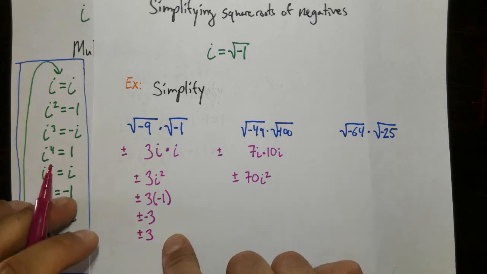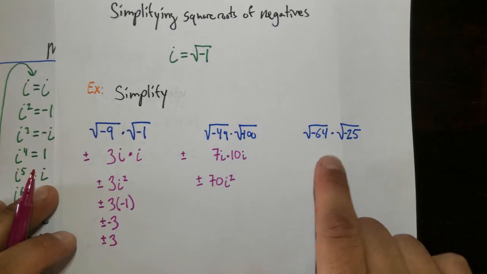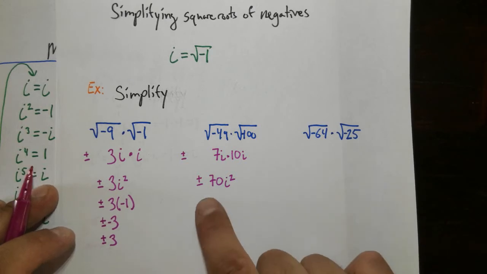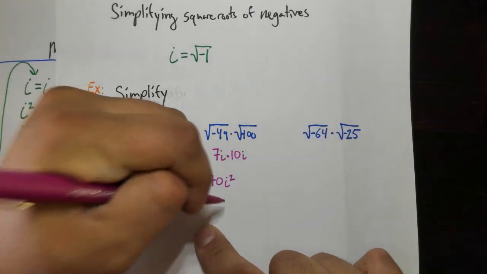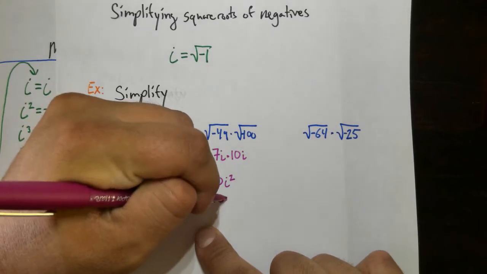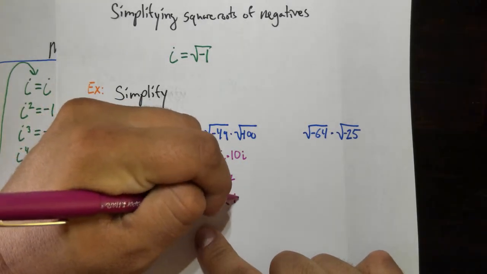So let's apply that logic to this one now. And then we'll finally finish up doing this one with that logic. So we will, plus or minus, substitute negative 1 for i squared.